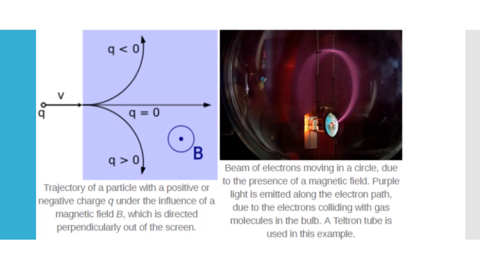Here we have shown two examples, in fact applications, of Lorentz force. In the first, we have shown that the particle is moving in a particular direction with a velocity v, and finally entering the magnetic field from here.